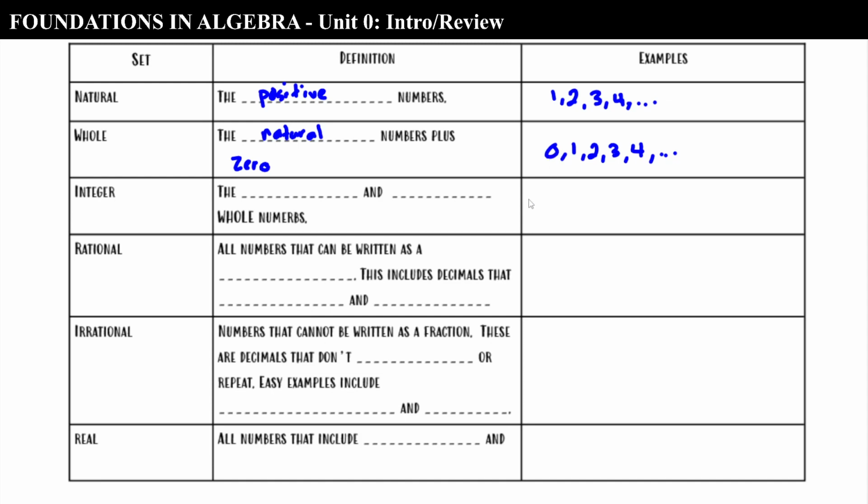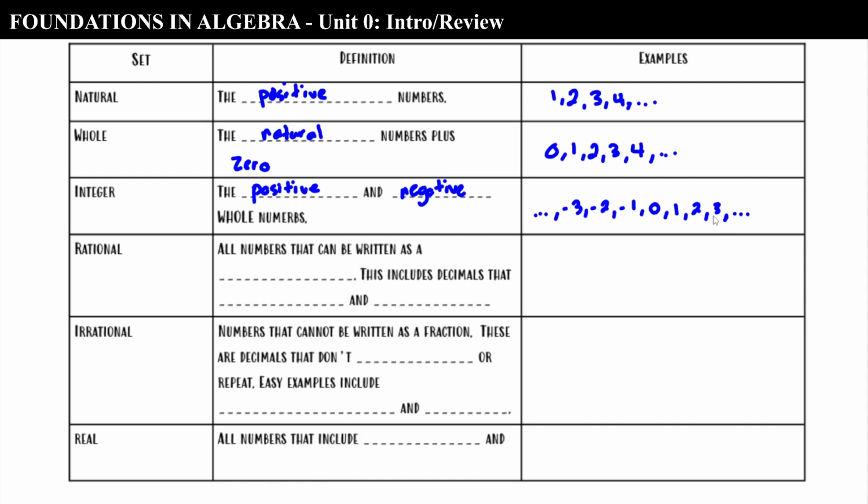Now, talking about integers, we're expanding to an even bigger set, okay? An integer is the positive and negative whole numbers. Okay, so now we're including everything that's positive and negative, which means we have all negative numbers leading up to -3, -2, -1. We're still including 0. We're still including 1, 2, and 3, and all the positive numbers that go beyond that.